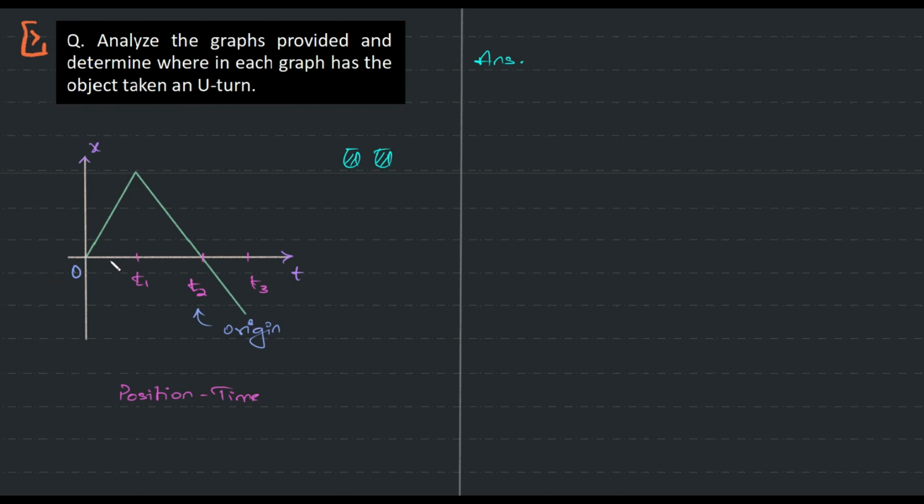Everything is, you can take this as the origin, as in when it passes 0 or the x-axis, that's where it is at the origin. So obviously between going forward and coming back somewhere along this journey, it has to take a U-turn, and that is a clear cut T1. This is where the U-turn is happening. So object is turning back at T1.